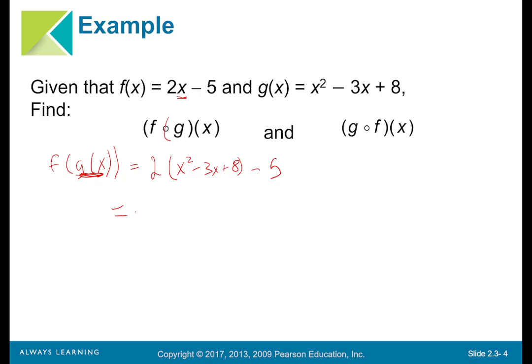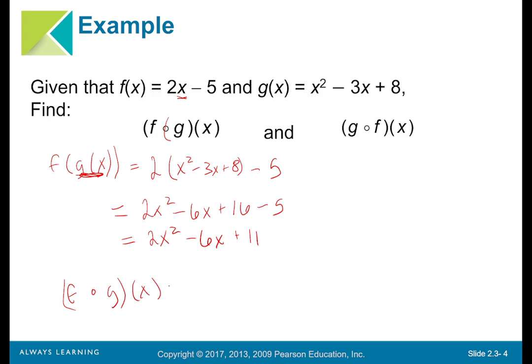So now we simplify, and I get 2x squared minus 6x plus 16, distributing my 2, minus 5. And in the last step, I'll combine the 16 and the minus 5, and I get 2x squared minus 6x plus 11. So that is what f composed g of x equals: 2x squared minus 6x plus 11.